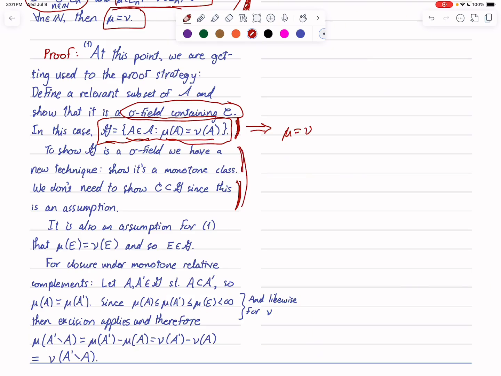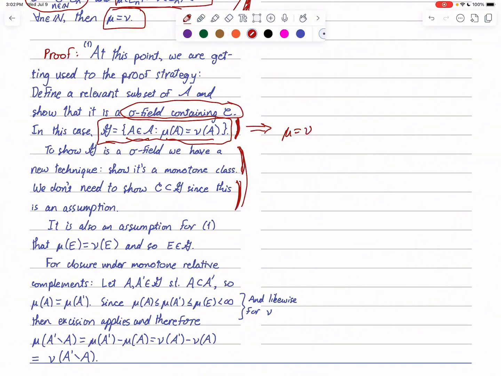Well, because of the previous video, or at least an earlier video, we have a new technique for showing that, which is to show that instead it is a monotone class, because after all, we are assuming that the generators are closed under intersection. So that's going to be our strategy for this proof. We're going to show that G is actually a monotone class, and it'll follow that it's a sigma field.